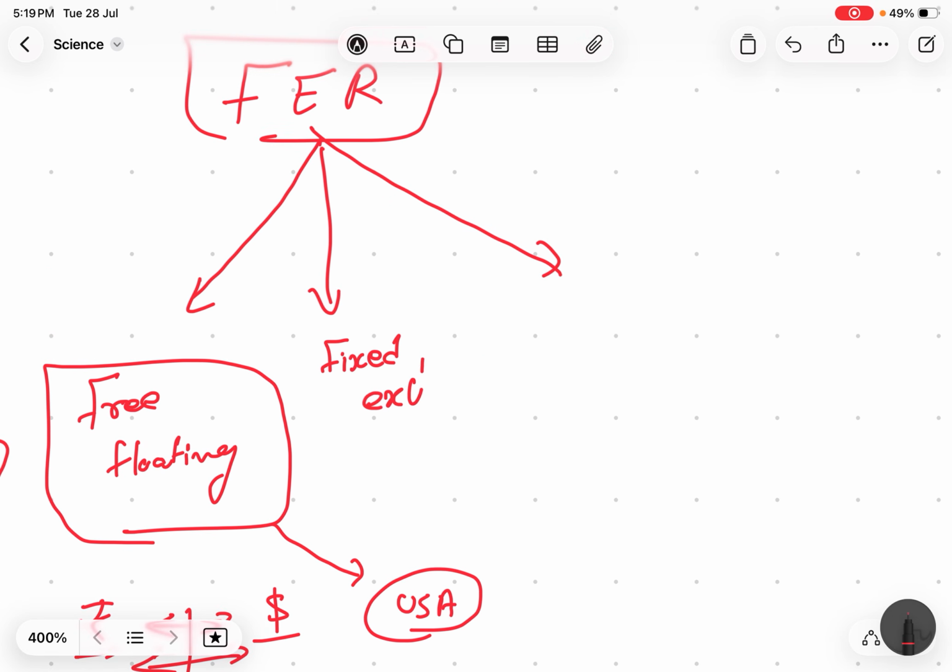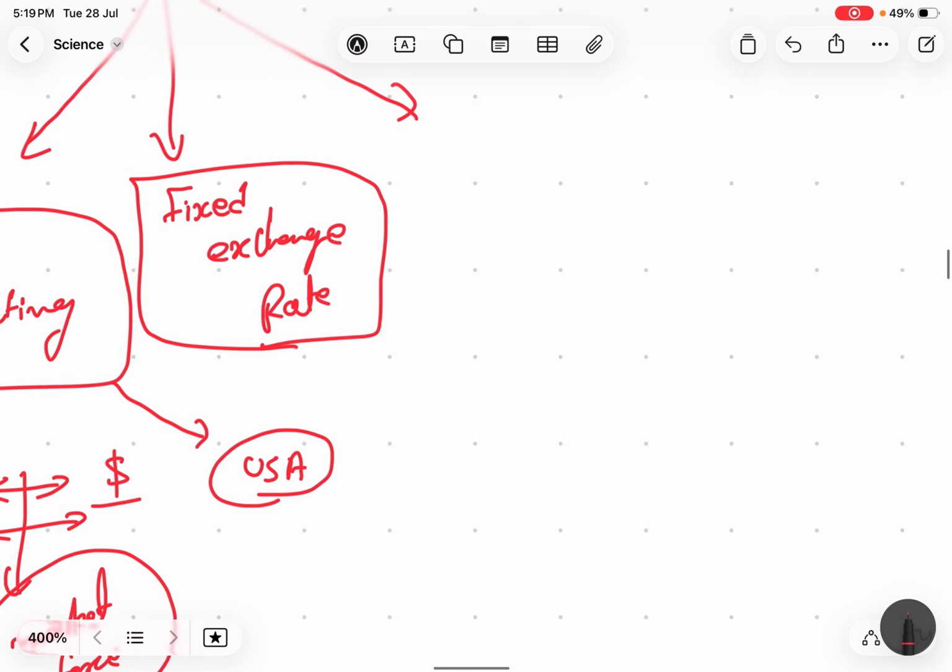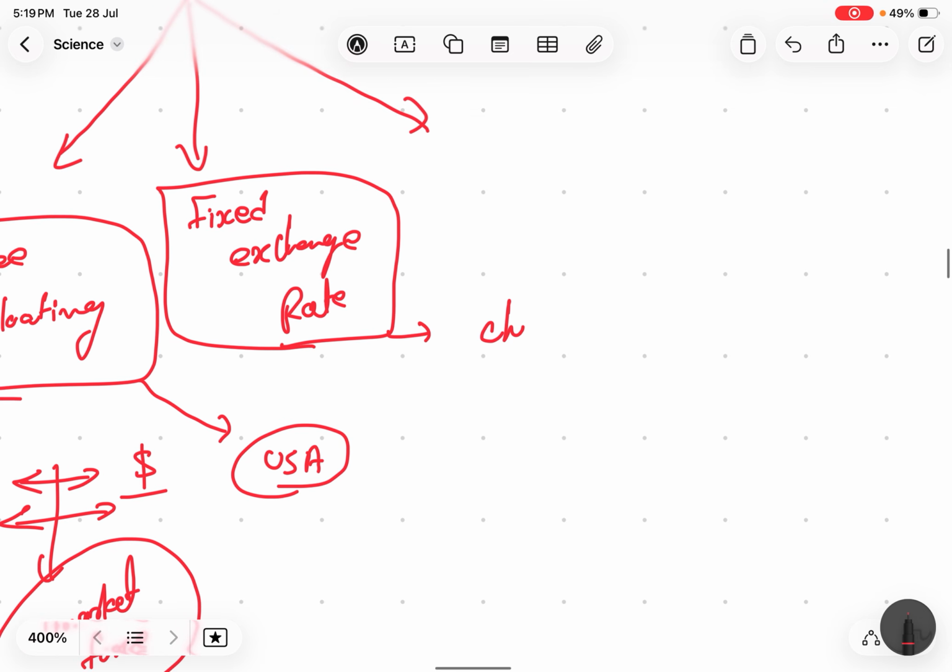Fixed exchange rate. In a fixed exchange rate, you tell the other nations your value. For example, China has told other countries that if you want to trade with me, this is my value. China will fix their currency value against the US dollar, the euro, any other currency. So it means that here you have certainty.